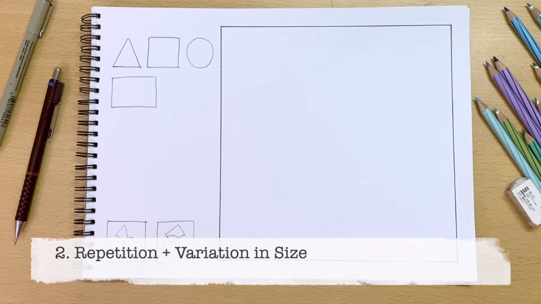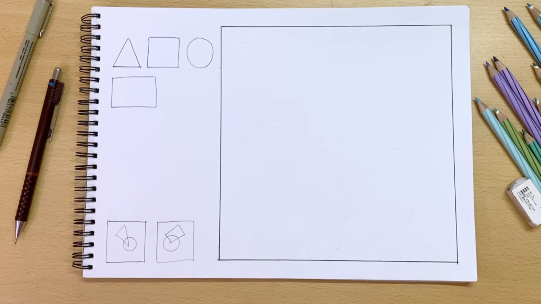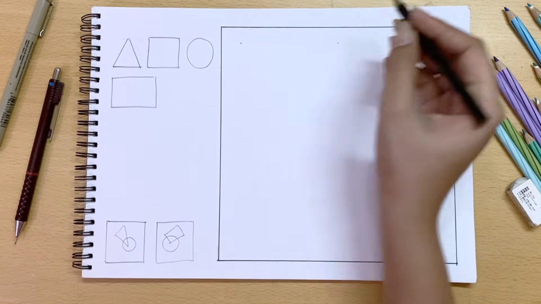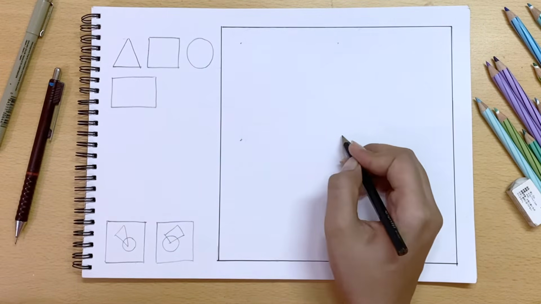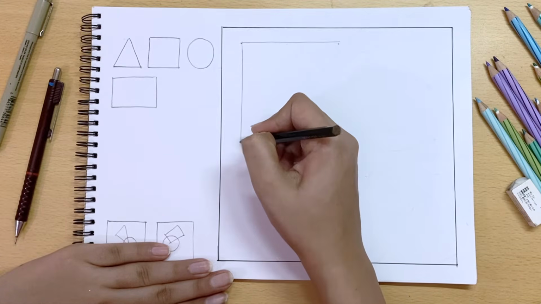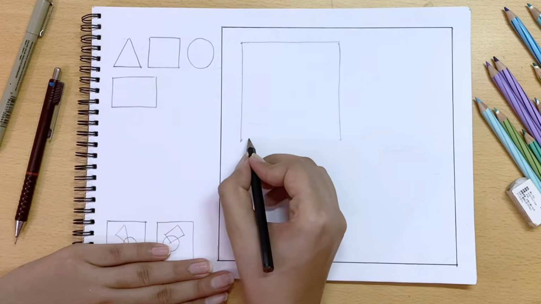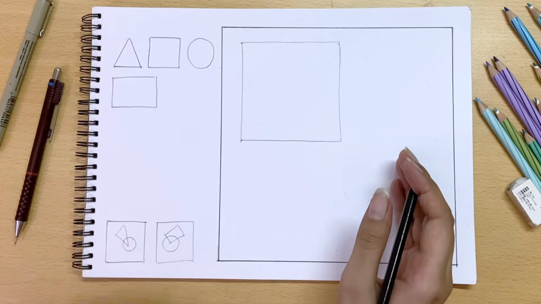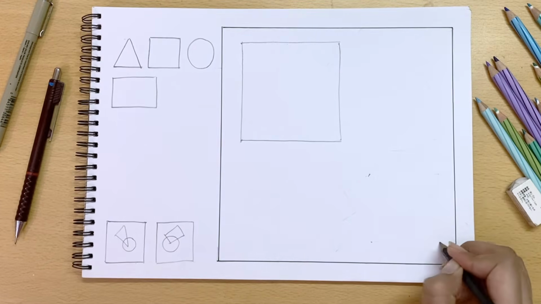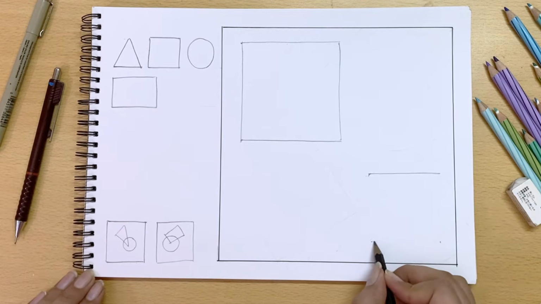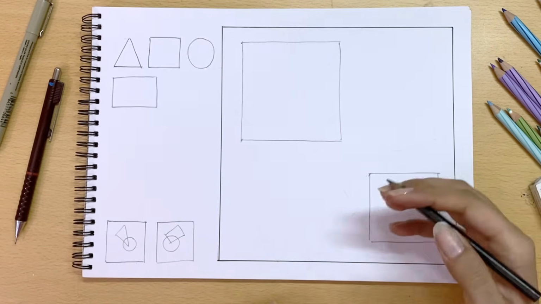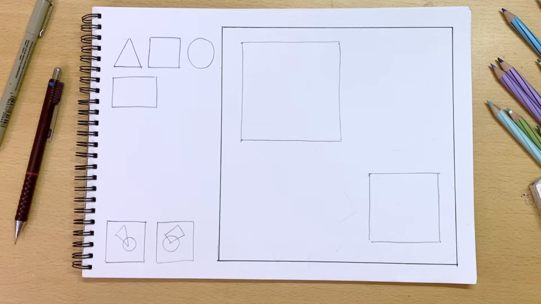2 is repetition and variation in size. So I'm going to create a square over here. Okay, so I'm going to make it say about this big. Now I'm going to repeat this square, but I'm also going to create a variation in size. So let me just draw a smaller square over here, which is say about this big. So this is how you create a little variation in size as well as repetition.